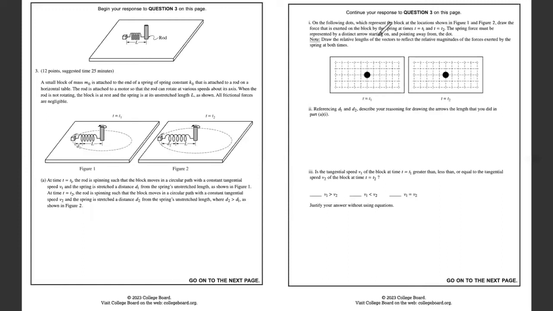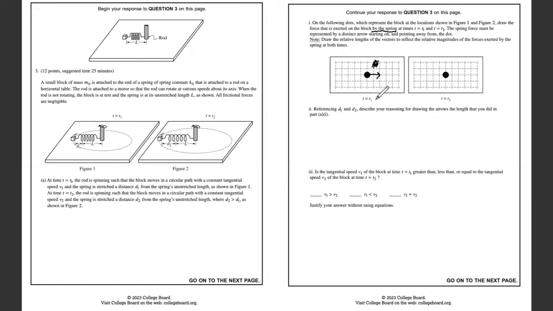All right, so on the following dots, draw the forces exerted on the block by the spring, just by the spring, so you don't actually need gravity and normal force, which is good, and the relative lengths must represent the relative magnitudes of force. All right, so we should have FS1, right? Does it actually say to label? No, we don't have to label, which makes sense because it's just one force that they're asking us to draw.